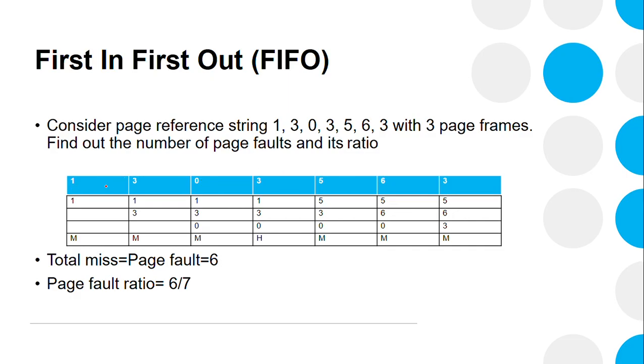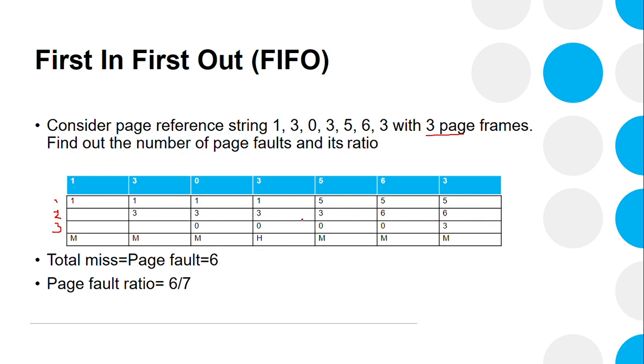So that's the first row we have created using the reference string. Then we have to draw a table. Here the number of rows will depend upon the number of page frames. You can see we have 3 page frames, so that's why 1, 2, and 3. So 3 page frames, 3 rows. And the last row I have included is to write whether it is a miss or a hit, M or H. So this is how the table has to be created.